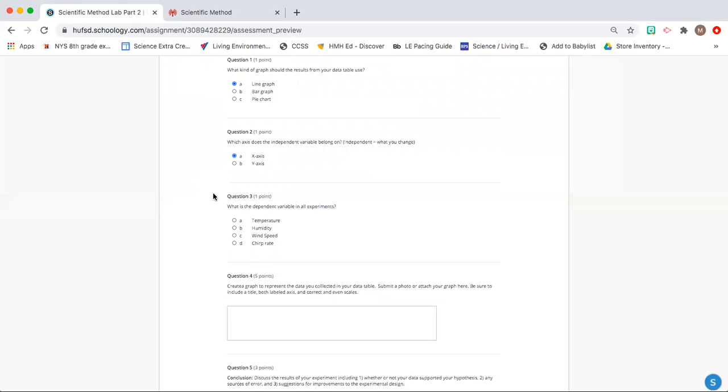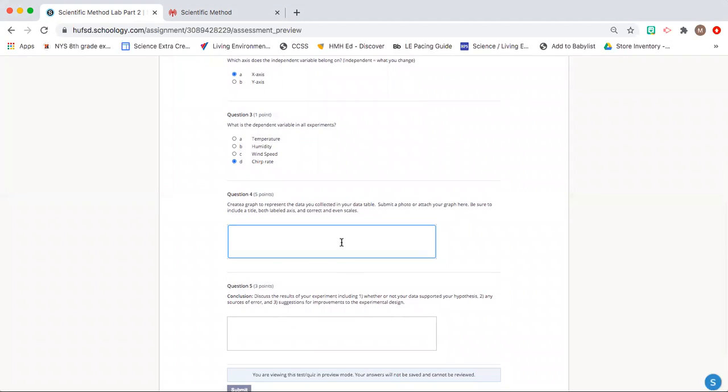which brings us to question number 3. What is the dependent variable in all experiments? So what did we measure for each of these different changing variables? The one thing that all of these graphs have in common is the chirp rate. That's what we were measuring. So that is our dependent variable.